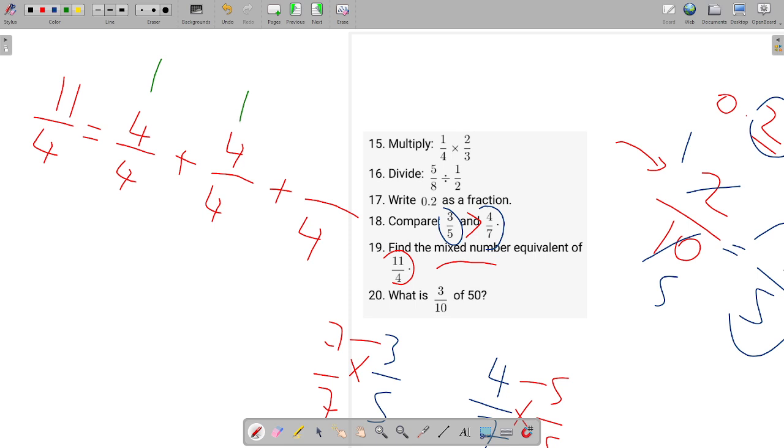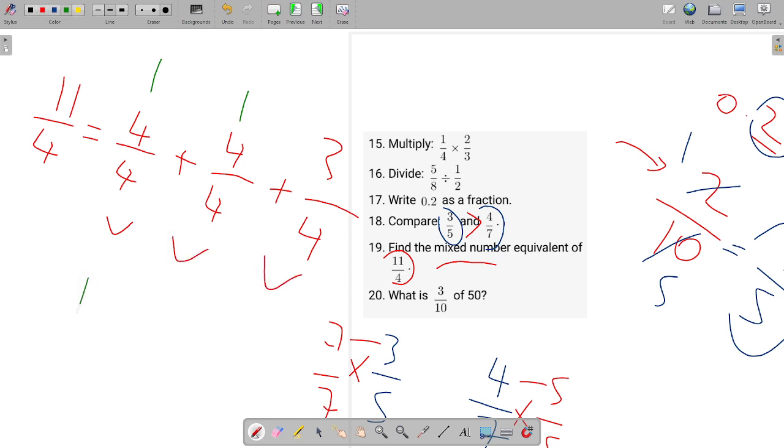After that, I pay attention to this. 4 plus 4 is equal to 8. So how much is left of the 11? It will be 3. So the result of splitting 11 over 4 into fractions will be 4 over 4 plus 4 over 4 plus 3 over 4. And then I add the numbers.